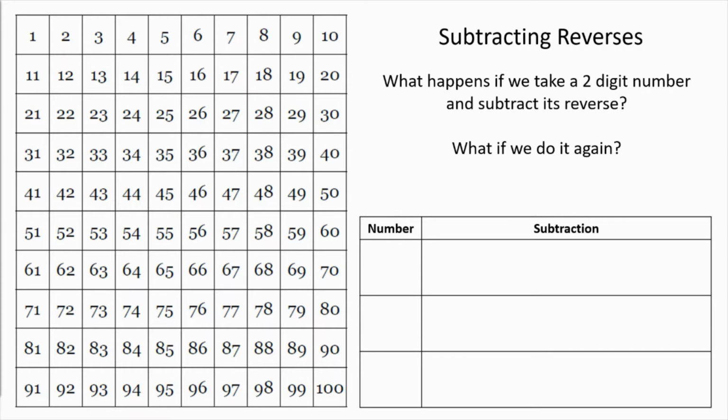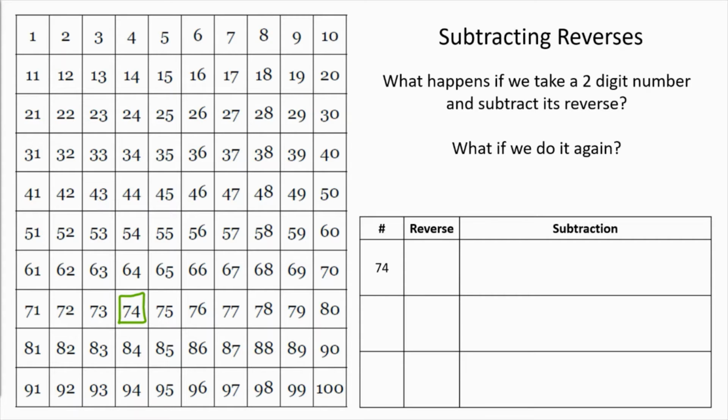In the activity subtracting reverses, we're exploring two questions. What happens if we take a two-digit number and subtract its reverse? And what if we do it again? Here's an example. I'll choose the two-digit number 74.